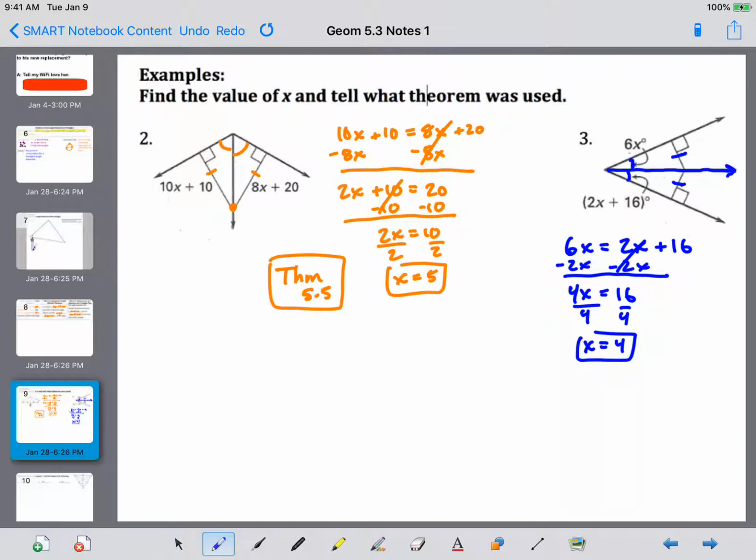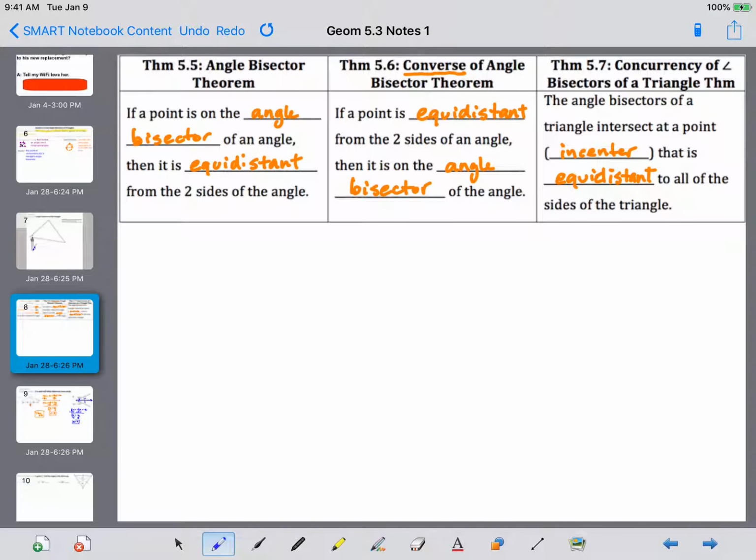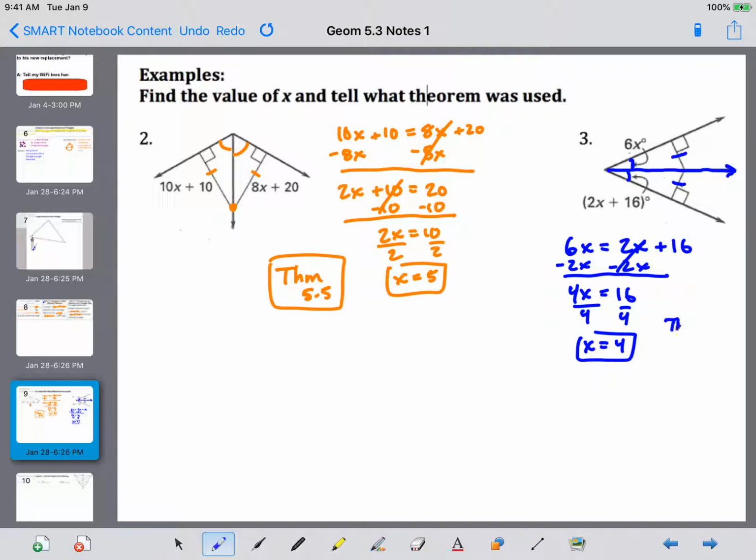Now this one, we started with the fact that these two segments were the same length, so they are the same distance from the sides of the angle, so that this was the angle bisector. So if we look at our theorems, that is theorem 5.6, if a point is equidistant from the two sides of an angle, then it is on the angle bisector. So we knew that that had to be the angle bisector. All right, so the theorem we used was theorem 5.6.